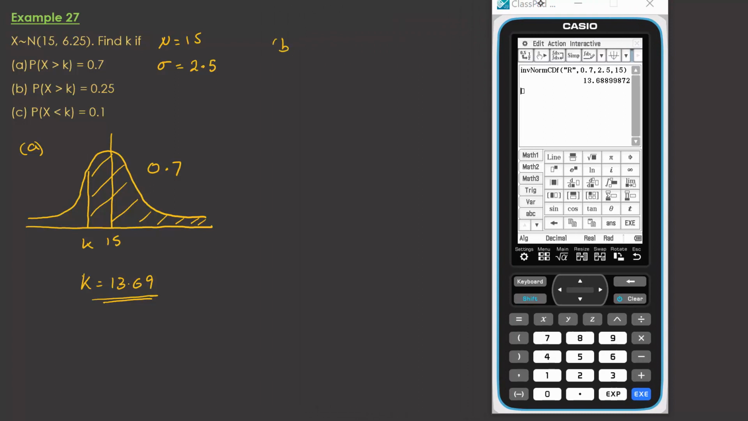Now for part B, probability x is bigger than k is 0.25. Well, that's less than a half. And so we know that k is going to be on this side and the tail would be down here. So it's going to be a right tail. The probability is 0.25 this time. I'm just going to edit this one that I've already got. And that tells me that k is 16.69.